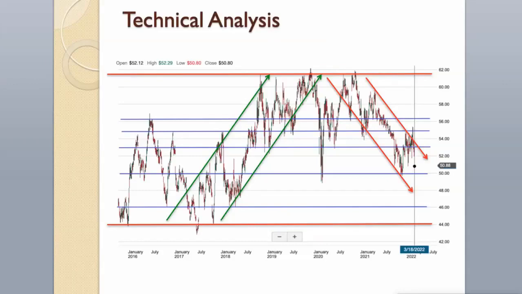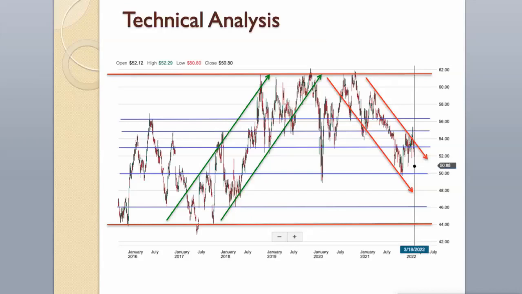Technical analysis. Verizon's overall performance in the market is below average. The short-term trend is negative, the long-term trend is neutral. The stock has been moving sideways between $44 and $62 since 2013. Not much exciting going on here.